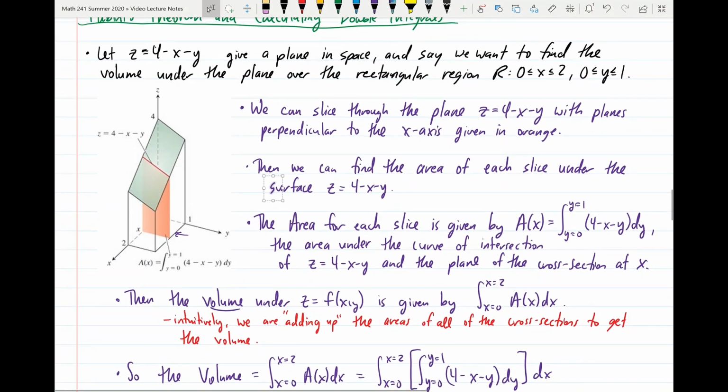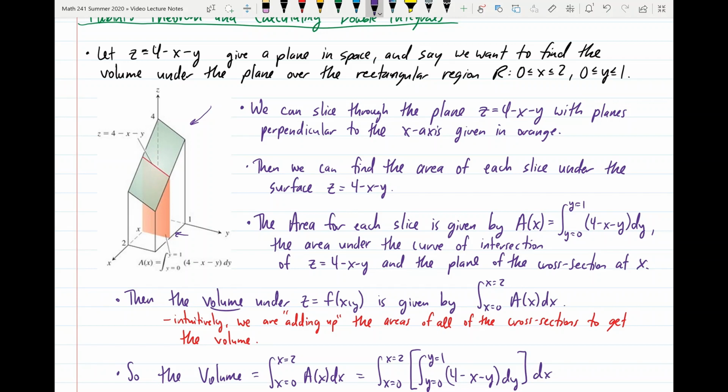Again, all of these things are drawn inside of, I shouldn't say drawn, I stole this picture from the book, but it's all inside of this diagram over here to the left. So we have our function z equals 4 minus x minus y graphed in green, and then we have our rectangular region boxed out in white in the xy plane down at the bottom.